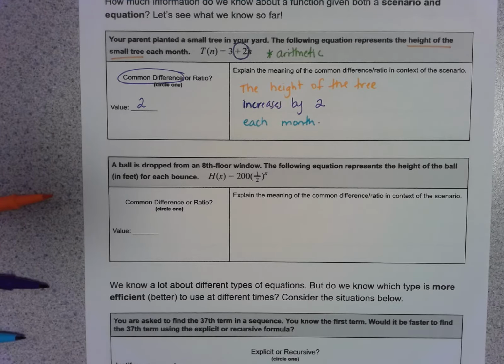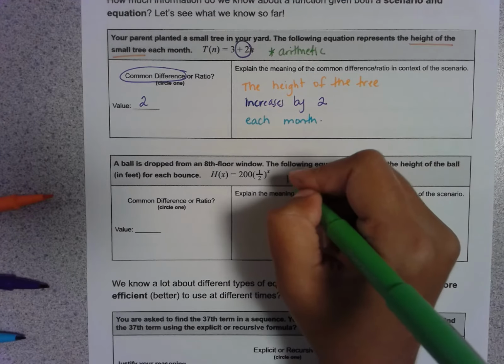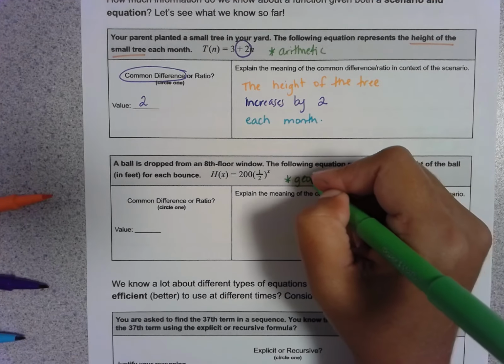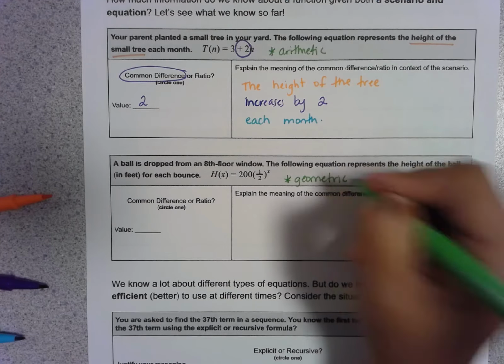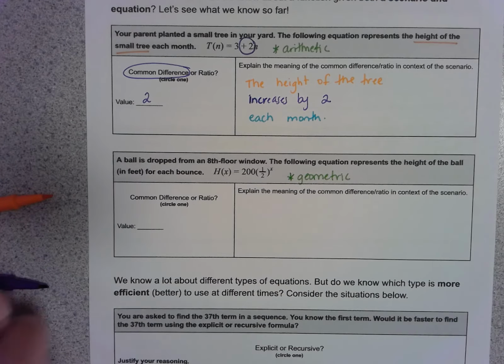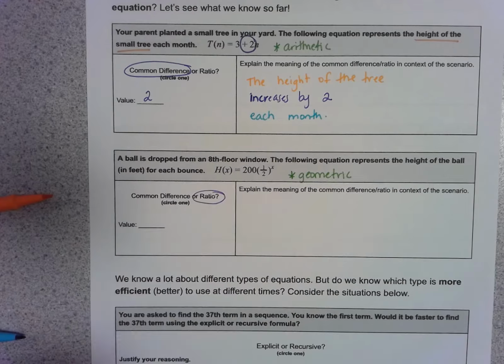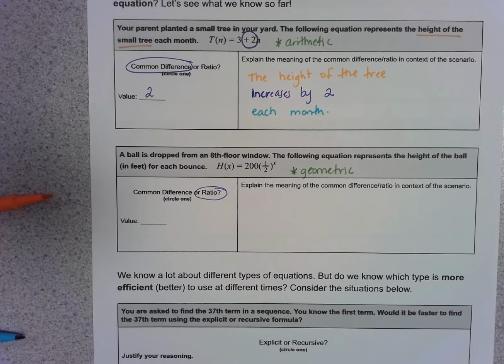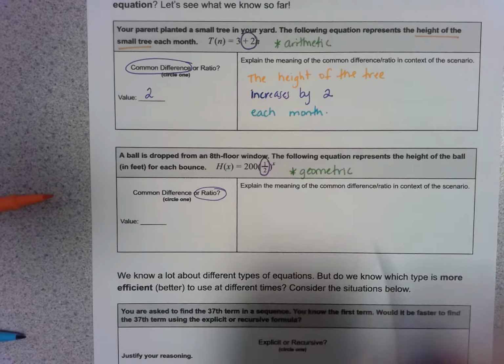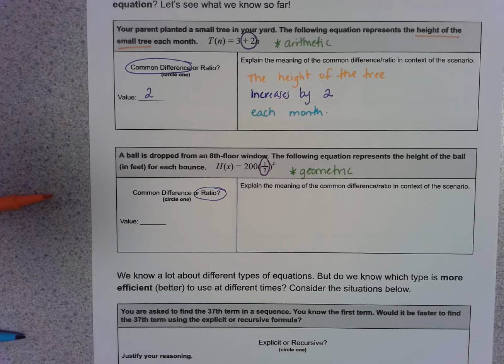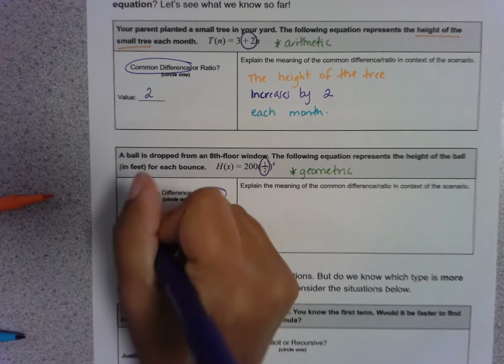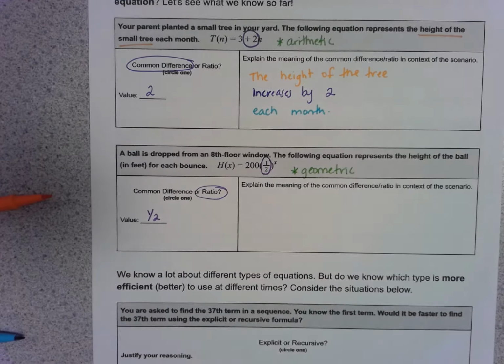A ball is dropped from the 8th floor window. The following equation represents the height of the ball in feet for each bounce. Now, based on this equation where I see an exponent, I know that this is a geometric sequence. So because this is geometric, I can tell that it's going to have a common ratio. And the common ratio is, again, always the number attached to the exponent, which is the variable. So the variable tells you where to look to find the pattern. And that's going to be 1/2.